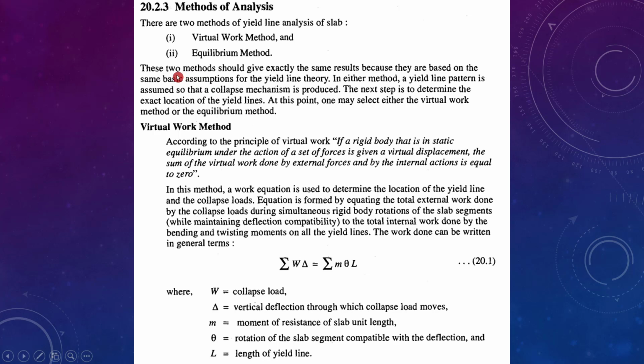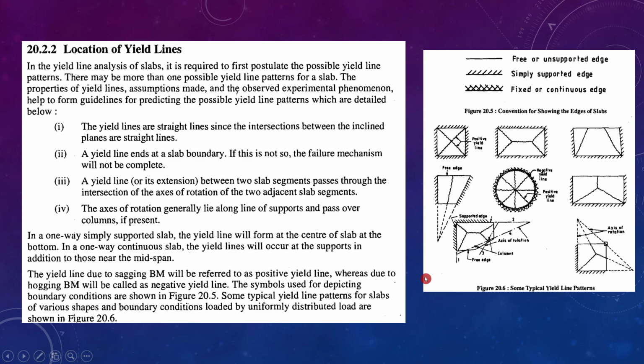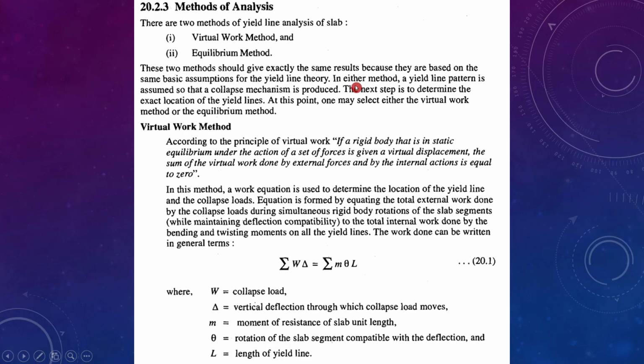Okay. These two methods should give exactly the same results because they are based on the same basic assumptions for the yield theory. So both are based on these assumptions. In either method, a yield line pattern is assumed so that the collapse mechanism is produced.